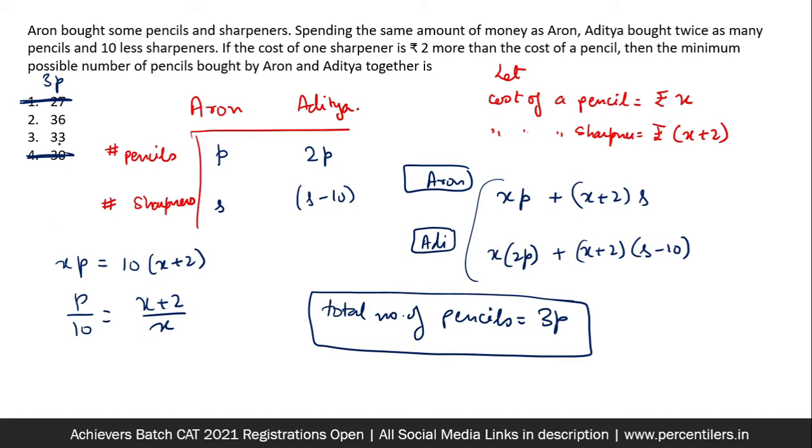Now, if 3p is 33, because we have to find the minimum possible value, this ratio will become 11 by 10, and that is possible. If you put the value of p as 11 and solve this, you will find some value of x. So because the minimum was asked, 33 becomes the answer to the question. Otherwise, a possibility, though not minimum, would be 36 also. But since minimum was mentioned in the question, we have a unique answer, 33.